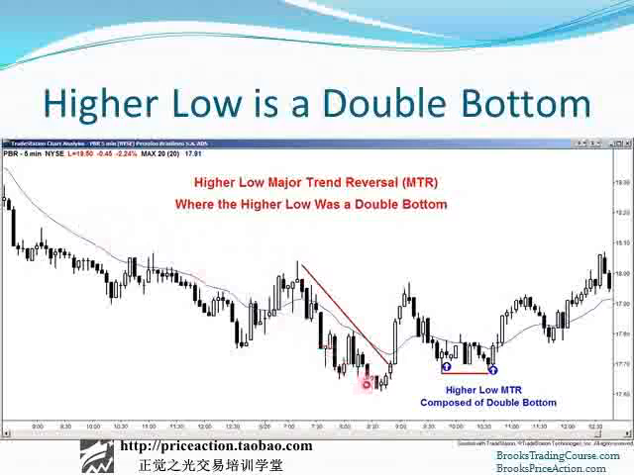Here we have a bear trend, a strong breakout above the trend line and above the moving average, and we have a higher low major trend reversal, and then the market went sideways and formed a small double bottom. So we have a double bottom bull flag, and this is a higher low major trend reversal. We have a low, and now we have a higher low, and the higher low came in the form of a double bottom. You can either buy here or you can buy here.